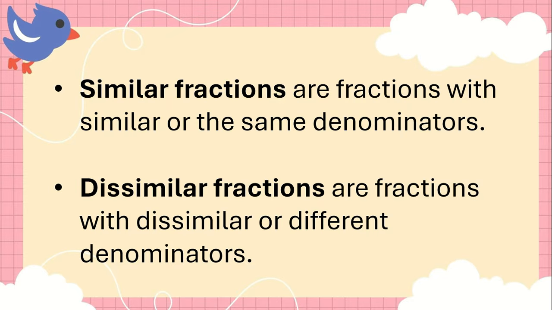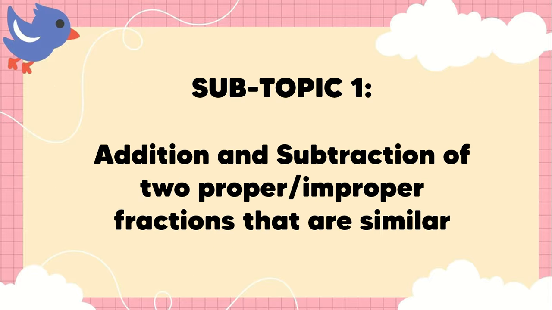Let's define first what are similar fractions and dissimilar fractions. When we say similar fractions, these are fractions with similar or the same denominators. And for dissimilar fractions, these are fractions with dissimilar or different denominators. Let's discuss subtopic 1, which is addition and subtraction of two proper or improper fractions that are similar.